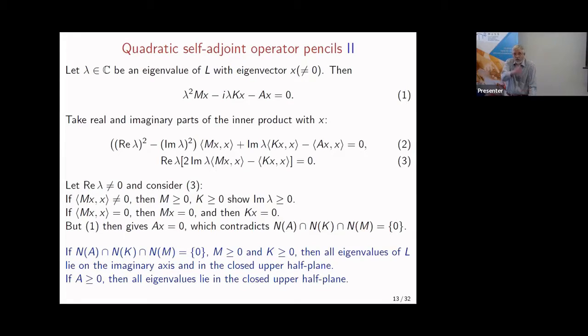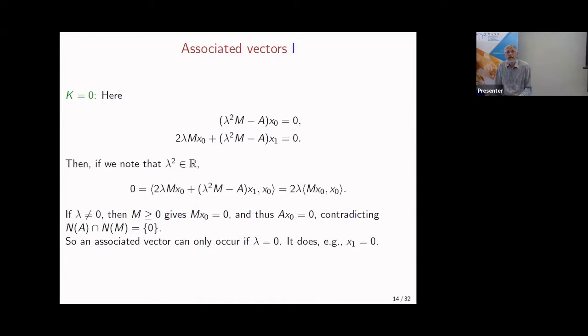One can also show similarly that if A is greater or equal to 0, then actually all eigenvalues lie in the upper half plane. So the bottom line here is eigenvalues lie in the closed upper half plane or possibly on the negative imaginary axis. And now let's look at associated vectors.